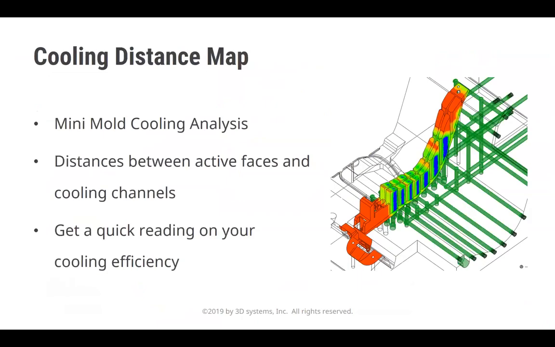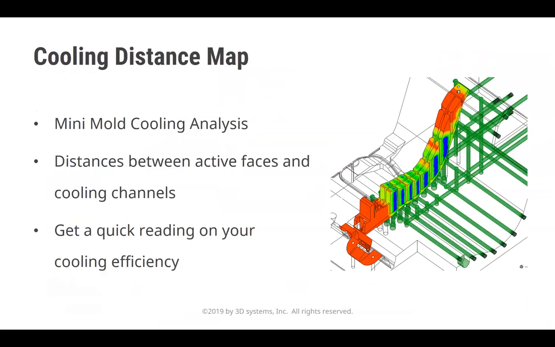The next item is the cooling distance map. It's an analysis tool that is like a mini mold cooling analysis, like you would have in Moldex 3D or Moldflow. Of course, it's much simpler, not as precise or accurate, but also much, much, much faster. It measures the distances between the active faces, the faces that touch the plastic, and the cooling lines, cooling channels. It will work both on conformal cooling and on conventional or traditional cooling. And it will give you a quick reading of your cooling efficiency.